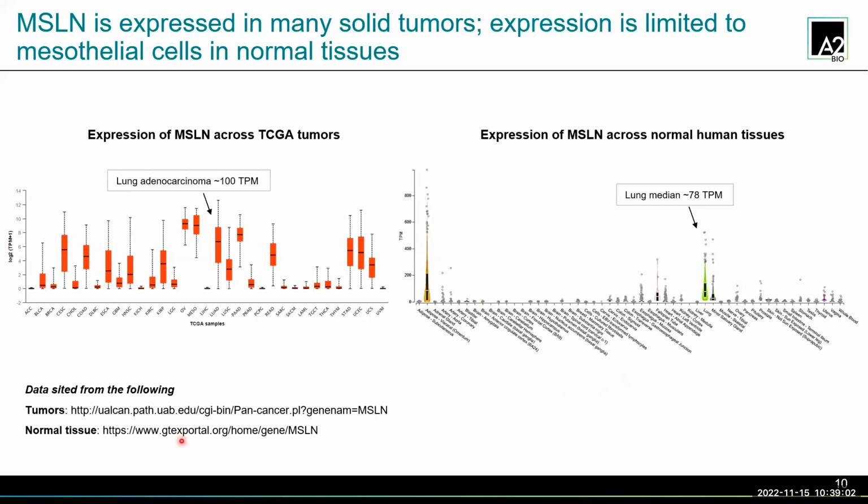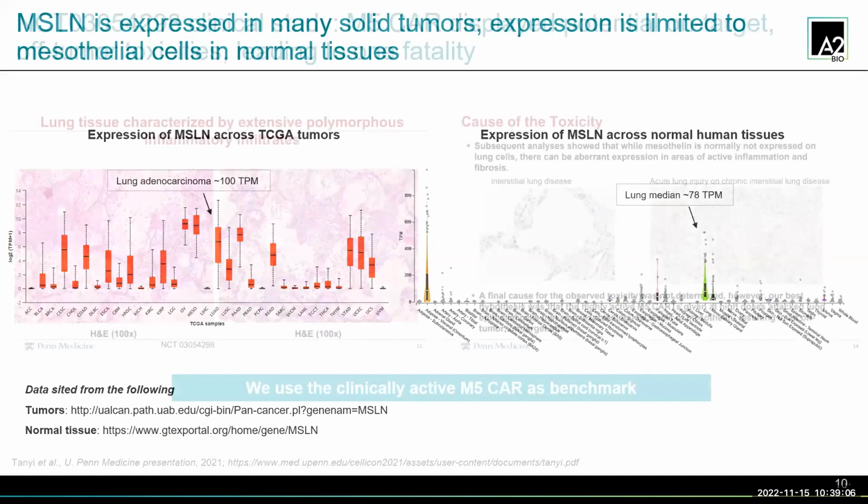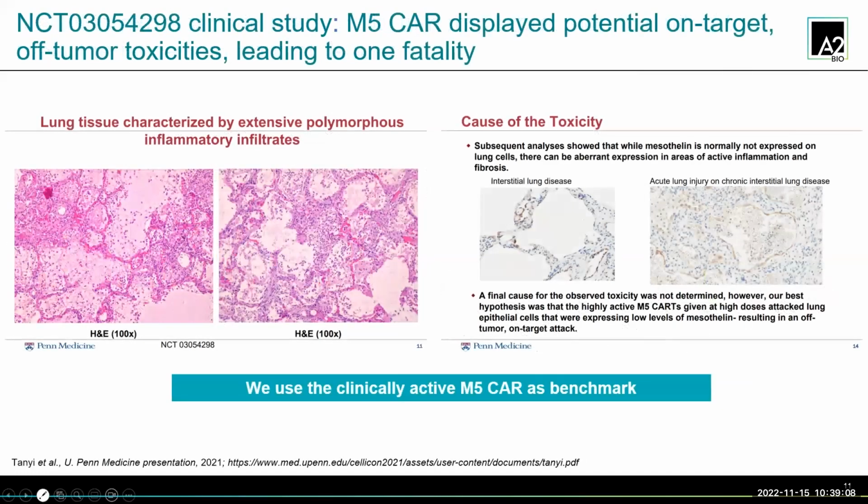We benchmarked our studies against the UPenn M5 CAR, specifically because of its clinically reported activity, unlike other previously tested mesothelin CARs in the clinic, which really had little to no activity. So in the M5 phase 1 dose escalation study, 2 out of 2 patients in the highest dose cohort had severe toxicities, which led to 1 patient death.